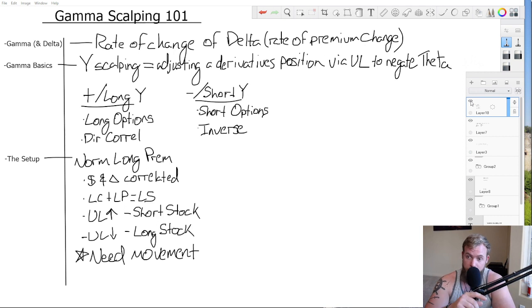And sometimes you might get something that starts to move up and just blows past you. There's another approach to managing that, which we'll get into in the follow-on video. But the idea here is that you need movement. If there's no movement in the underlying, gamma scalping doesn't really do you a whole lot of good. So that is Gamma Scalping 101.